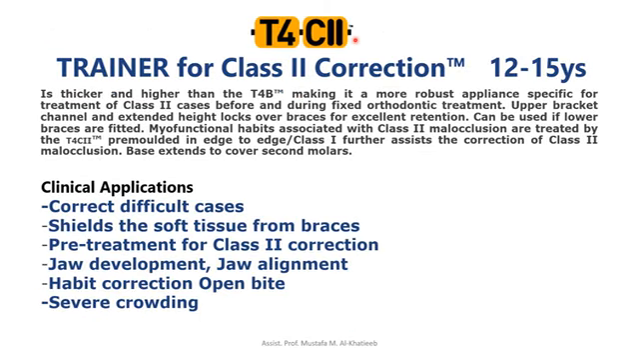The trainer for class 2 is another type of trainer, used at the age of 12 to 13 years old. It is thicker and higher than the trainer for braces, making it more robust. It is an appliance specific for treatment of class 2 cases before or during fixed orthodontic treatment. Upper bracket channel and extended height locks over braces for excellent retention. It can be used if braces are fitted. Myofunctional habits associated with class 2 malocclusion are treated by the trainer for class 2. Pre-molded in edge-to-edge class 1 to further assist the correction of class 2 malocclusion.